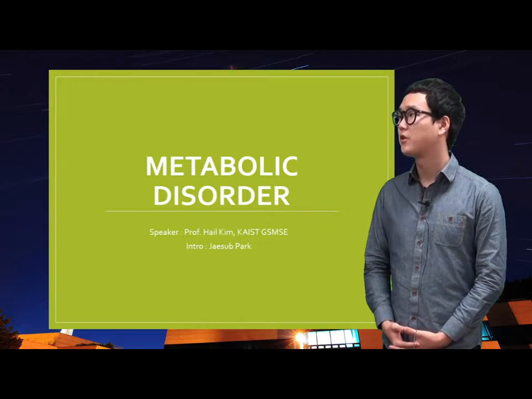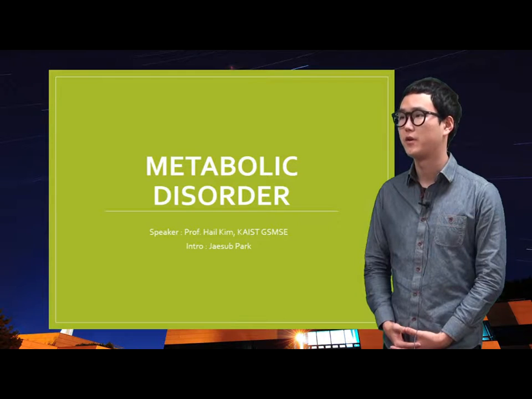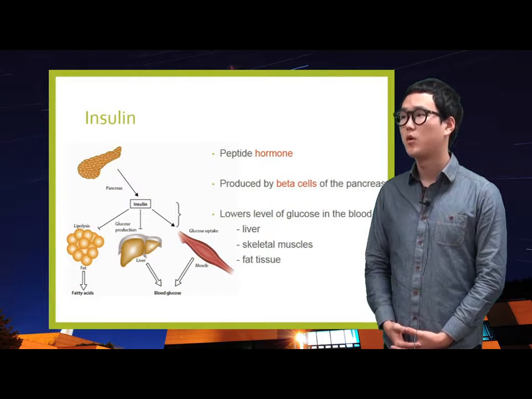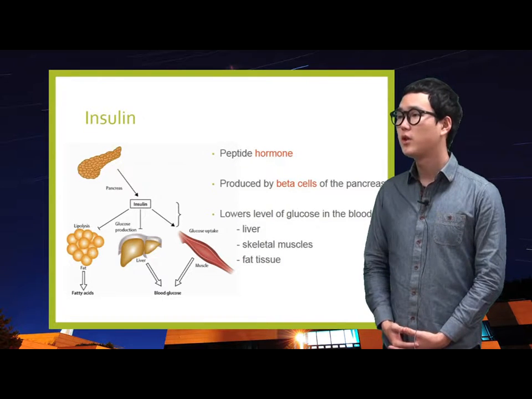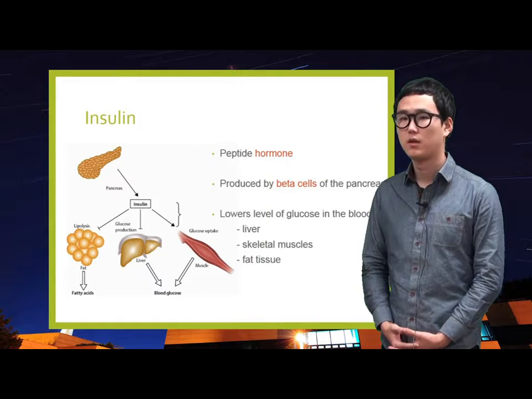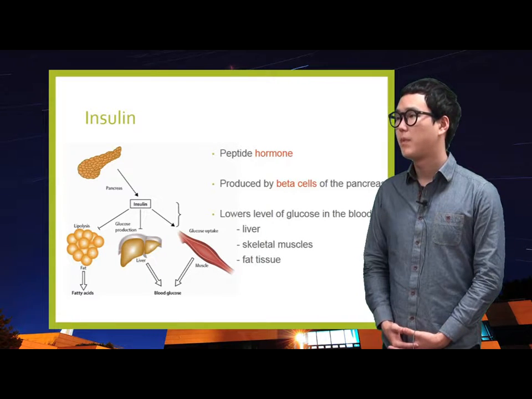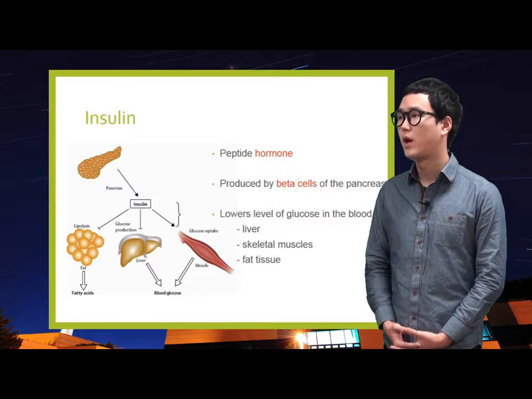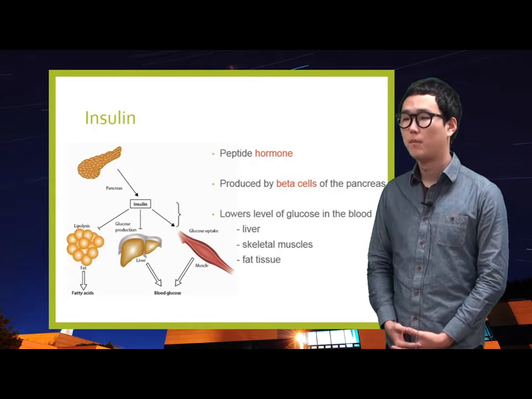For your better understanding of the main lecture, I will briefly explain the basic concept of metabolic disorder. First of all, I want to tell you about what insulin is. Insulin is a hormone that lowers the level of glucose in the blood. It's made by the beta cells of the pancreas and released into the blood when the glucose level goes up.